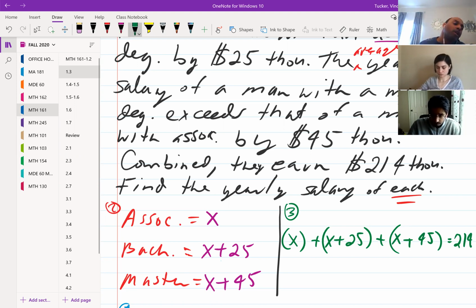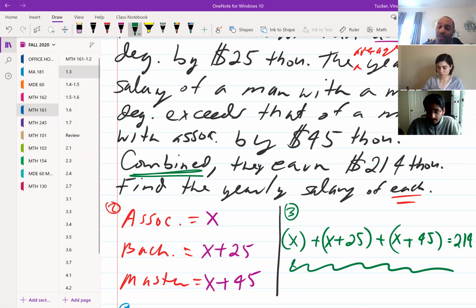All right. So then step 3 is to write an equation. Now there will be a key word or key phrase that will let us know how to set up our equation. And the key word here is combined. It says combined, they earned $214,000. So combined mathematically means when you add them together, they will equal a certain amount, in this case, 214. And so that's what I did right here.